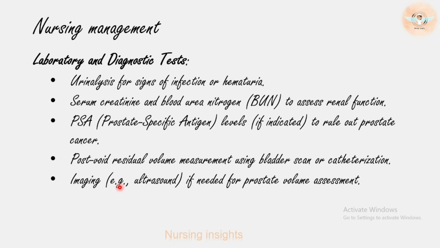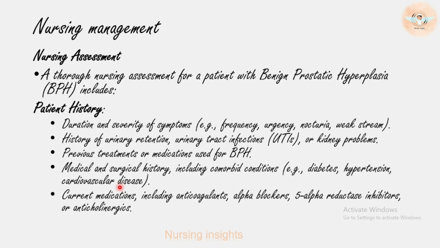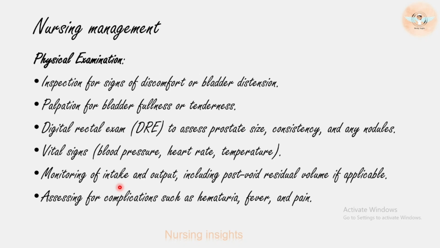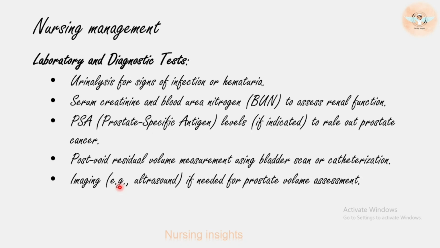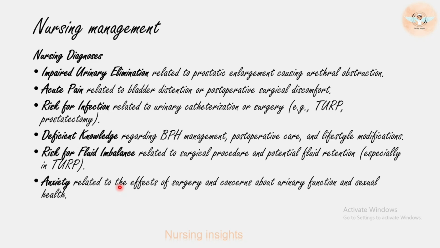Okay, so after assessing the patient, we assessed the patient by history collection. We collected the history from the patient. Next we did the physical examination. Next we reviewed all the laboratory and diagnostic tests. So what will we do? We will plan our nursing diagnosis. So what nursing diagnosis can we expect in this condition? The patient may have urinary symptoms. So my diagnosis is impaired urinary elimination related to prostatic enlargement.